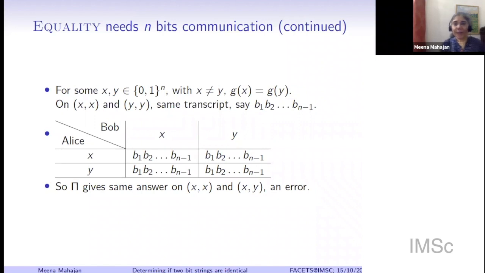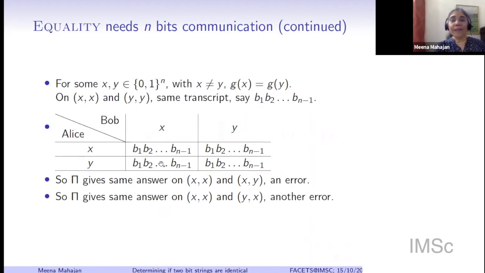In fact, if you think about it, look at this entry in the table also. Using exactly the same argument, you can show that here also the transcript will have to be the same. So Pi will have to give the same answer on these two inputs as well. That's another error. And in fact, you'll be able to show that there are many such errors. So just using the fact that the mapping of inputs of the form XX, which are the inputs where the equality function was 1, the mapping of these inputs to transcripts has to be injective.